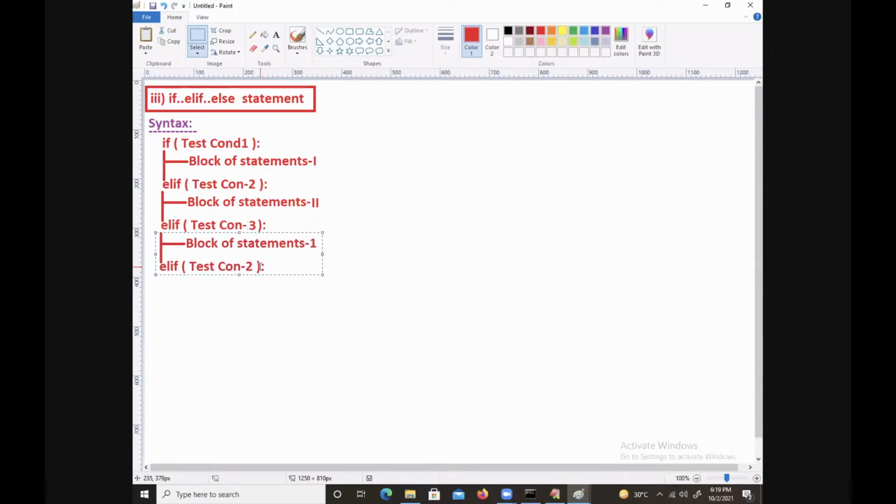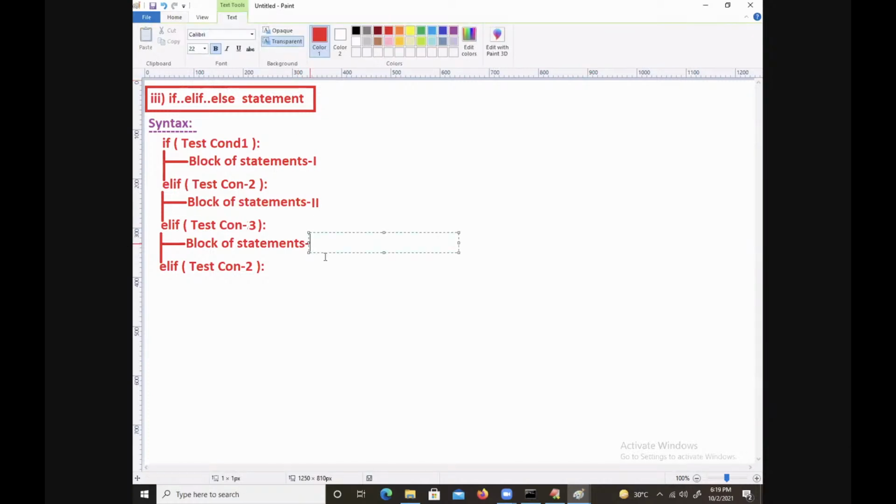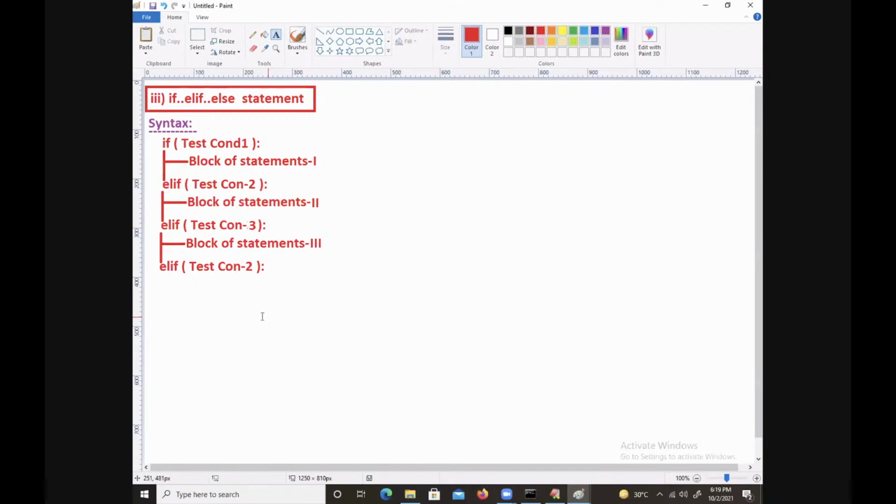Next imagine, block of statements 3 will come. Block of statements 3 is written here. So 3 is written. Like this, I am going to write it. How many blocks of statements are there? How many conditions are there? N number of blocks of statements are there.